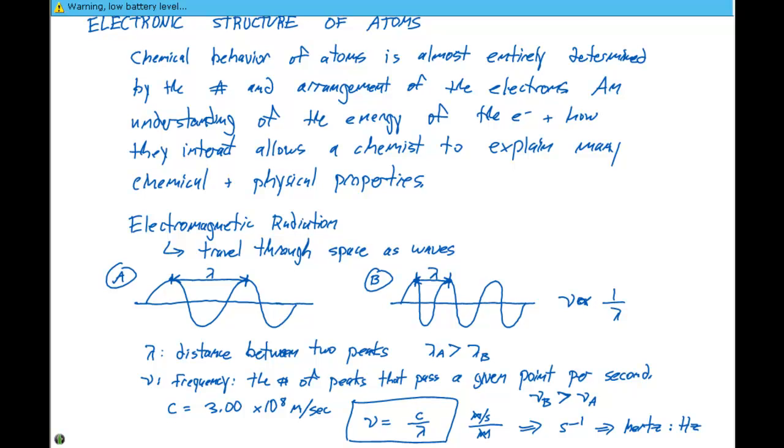So this gives us a little glimpse of what electromagnetic radiation is, and we can use this type of information to look at the electromagnetic spectrum, which will be the topic of our next video.